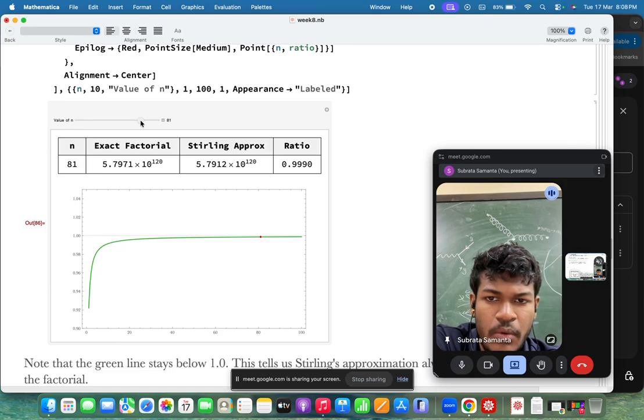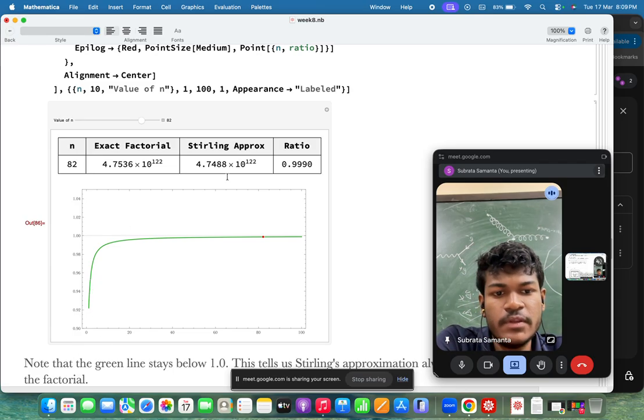Yes, so around n equals 82, you get a ratio of 0.999. And from this plot, we see that for n equals 1 and 2, this approximation is not good, because the ratio is very small. That means the deviation from the actual, exact value is large.